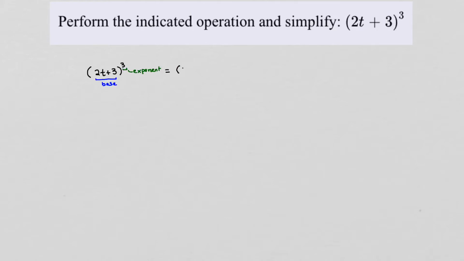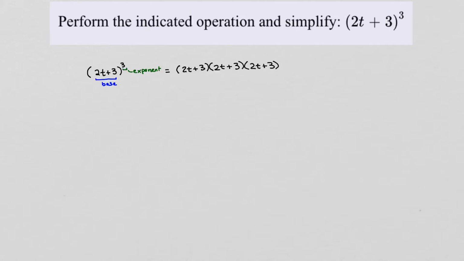Let's take a look by expanding what this is saying. This is saying I have the base of 2t + 3, and I'm going to multiply it times itself 3 times. And again, the key here is that I have two terms. I have a binomial as my base. So I can't just apply that exponent to each of the inner terms. Why? Because of distribution. There's some extra factors that come into play.